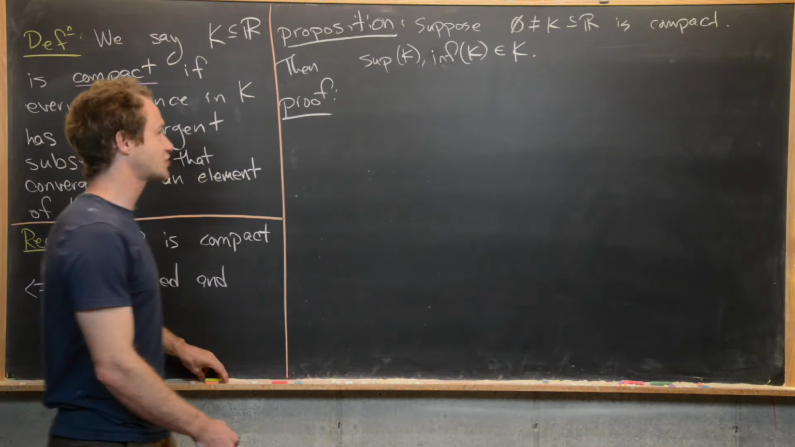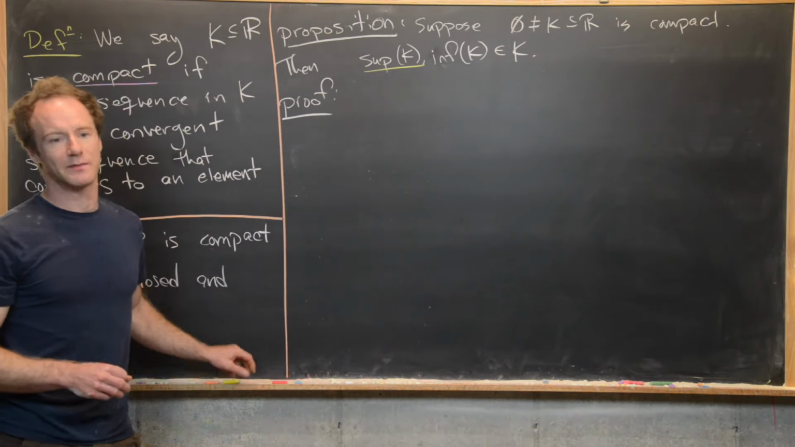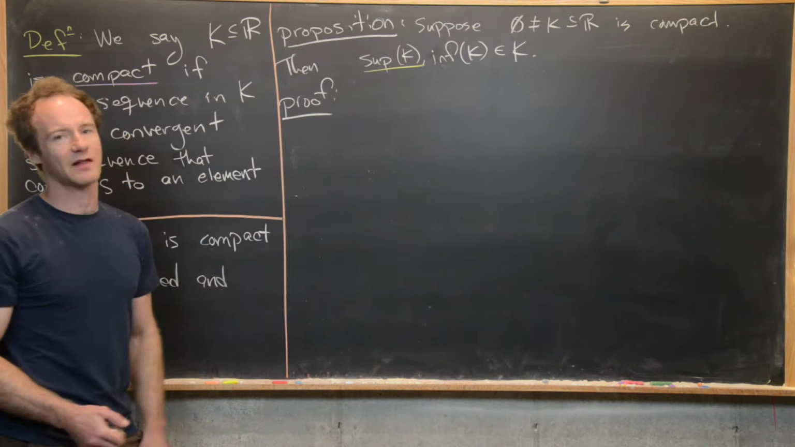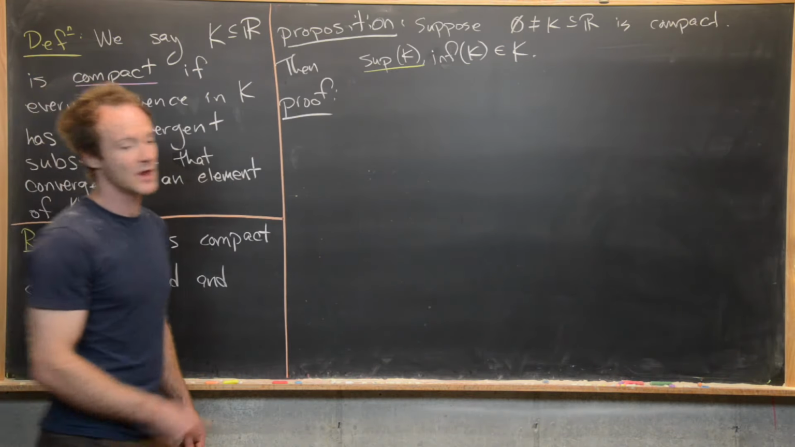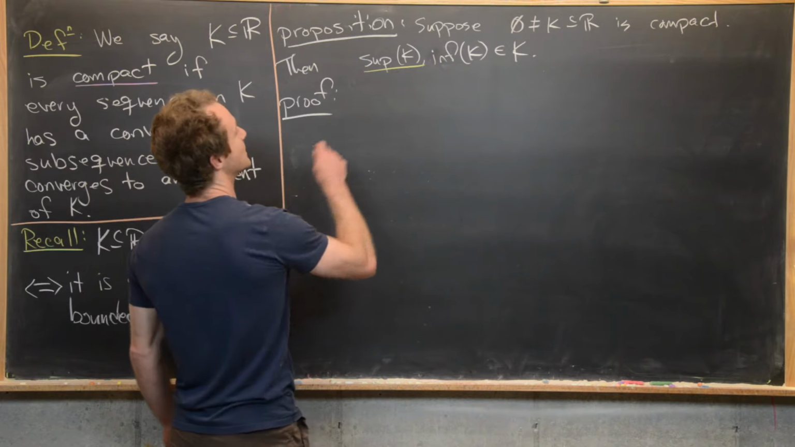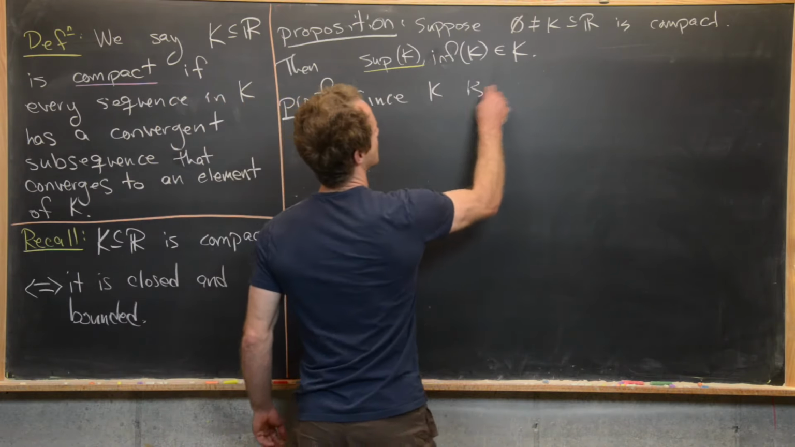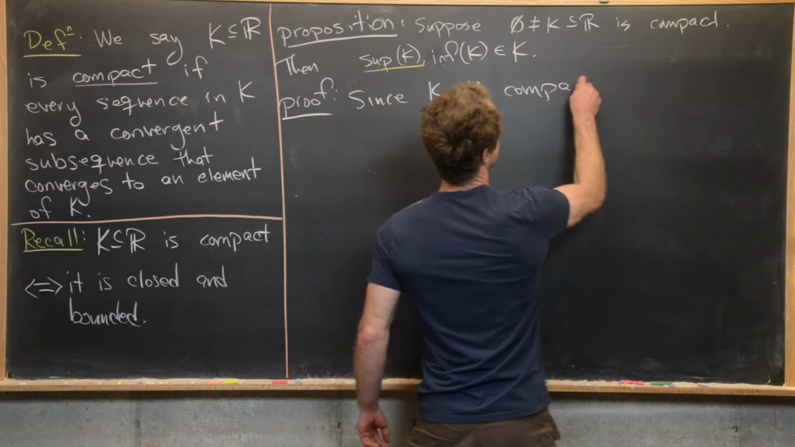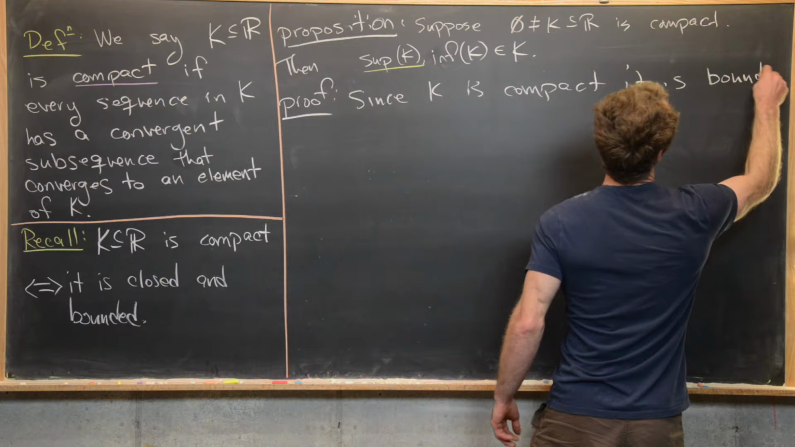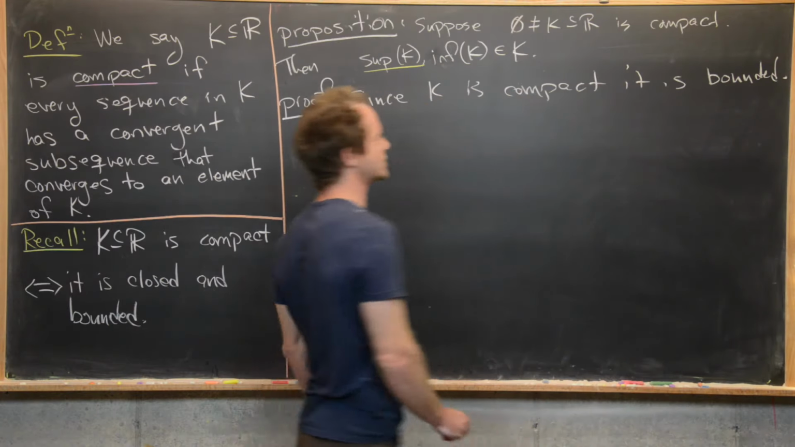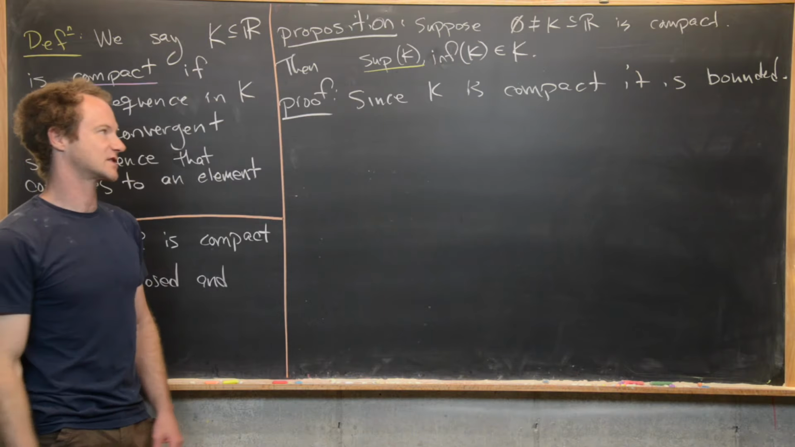And we are actually only going to prove that the supremum of K is an element of K because it's almost exactly the same to show that the infimum of K is an element of K. Okay, so let's go ahead and get started. So we know since K is compact, it is bounded. Well, obviously it's closed and bounded, but initially we're just going to use the fact that it's bounded. Near the end, we'll use the fact that it's closed.